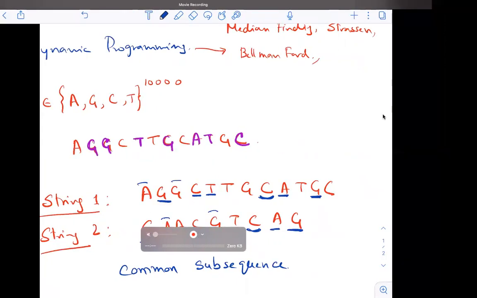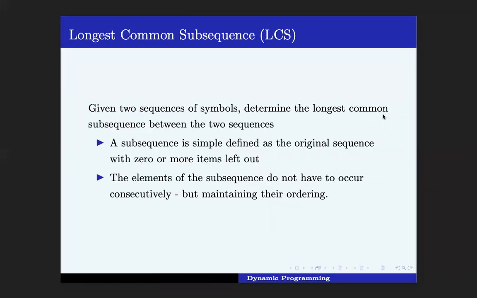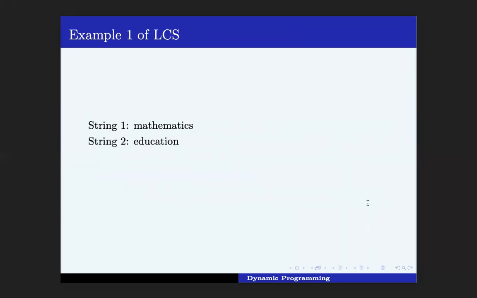So is the problem clear at least? The problem is basically that you have these two sequences, and your job is to find the longest common subsequence. I have drawn it in two different ways. Say mathematics is one string and education is the other. In this case the longest common subsequence is EATI. That is what I claim here, but maybe there's something longer than that.